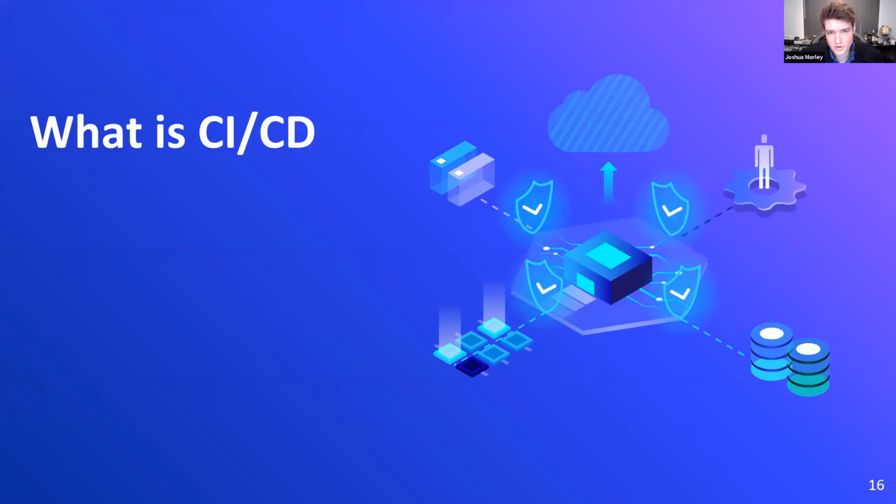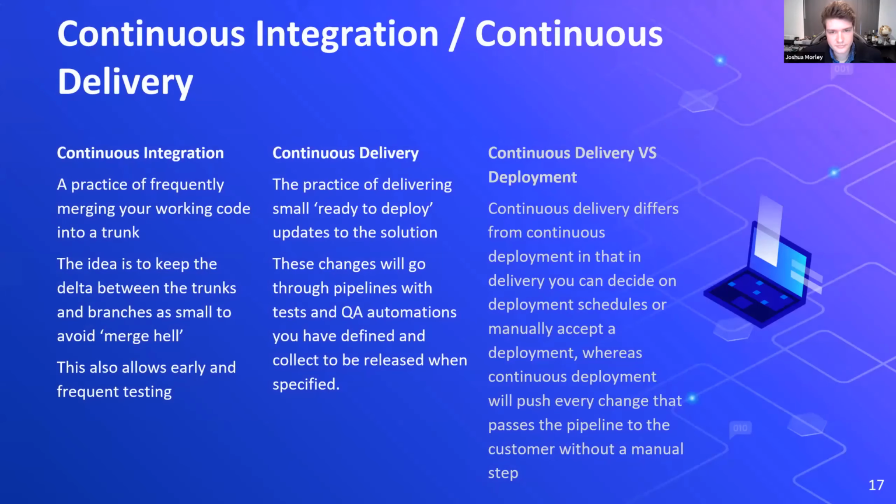Alrighty then, so what is CICD? Continuous integration, and for the purpose of this talk, continuous delivery. Continuous integration is the practice of frequently merging working code into your trunks. By keeping the delta between your trunks and branches as small as possible, you can avoid merge hell, as well as enabling early and frequent testing, so days or weeks of work doesn't end up breaking the build.